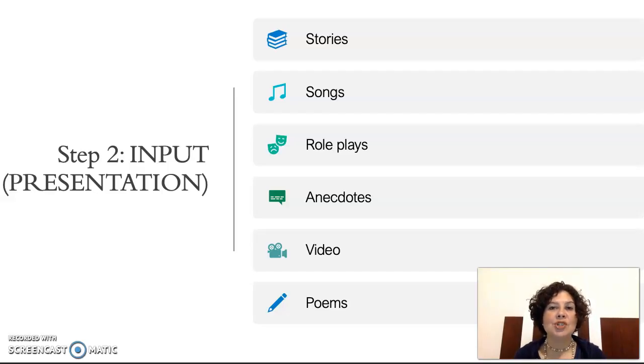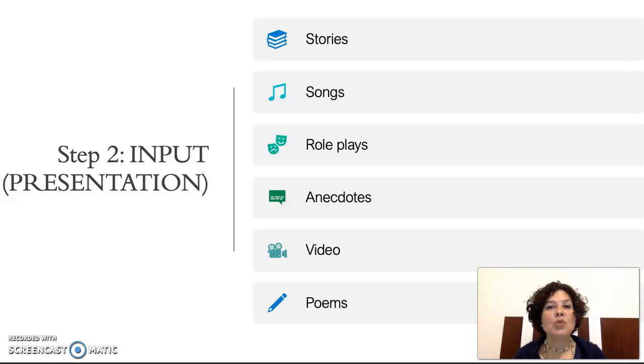Step number 2, teachers, the input. That is the presentation. You can give a presentation through a story or by using a song or a role play, an anecdote, a video, a poem, almost anything as long as you expose students to the TL, that is the target language, or the grammar point, let's say, that you will be teaching. In this case, I am going to show you in this video how to work with should.